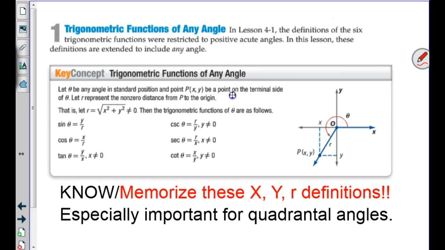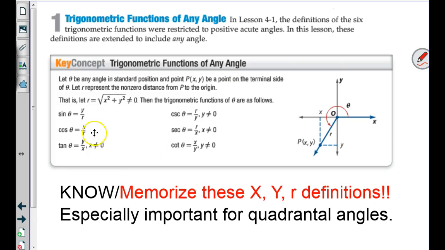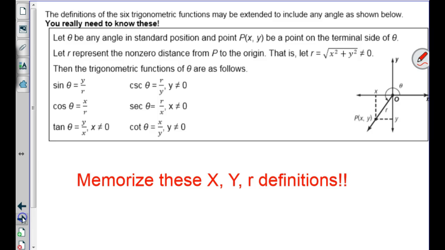It's really important that you know these x over r, y over r definitions. Are they on the peach sheet with the r or not? On the back of the peach sheet at the top? X over r, y over r. Okay. It will be much faster if you memorize them, but they're there to help if you get confused. They're especially useful for the quadrantal angles.